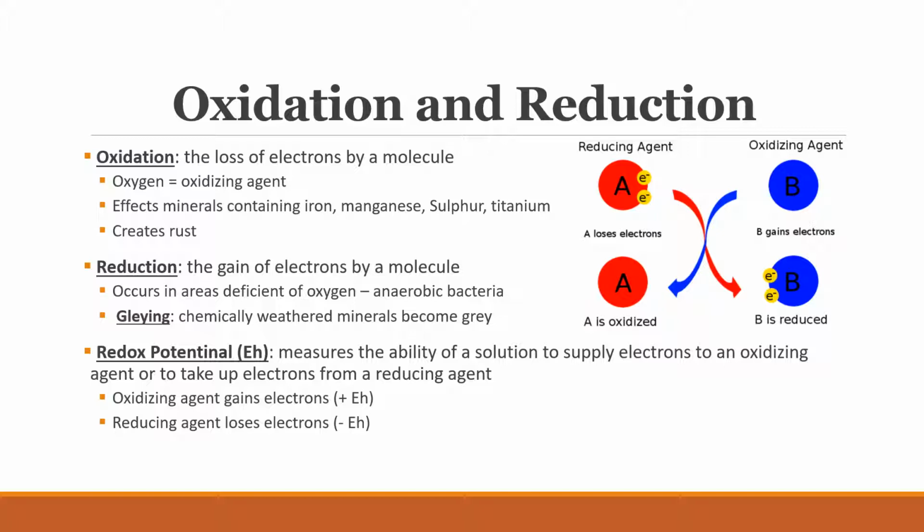When reduction happens, we don't get rust, we get something called gleying, which is when our chemically weathered minerals take on this grayish, cloudy color.